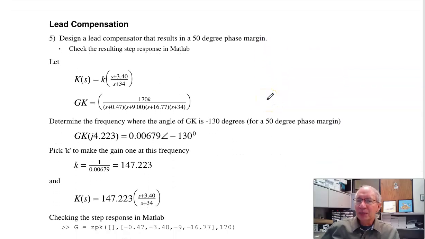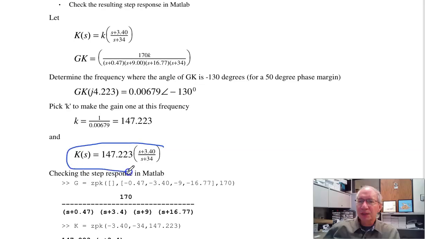If I add a lead compensator in designing for phase margin, what I do in the frequency domain is I cancel not the slowest pole but the next slowest one, put it 10 times further out. I then find out where the open loop phase shift is minus 130 degrees, 50 degrees away from 180. That's now 4.2 radians per second. Pick k to make the gain 1 at that frequency. So here's my lead compensator.